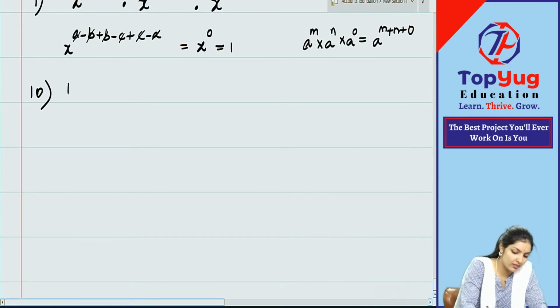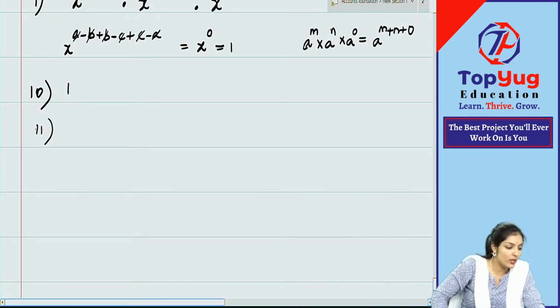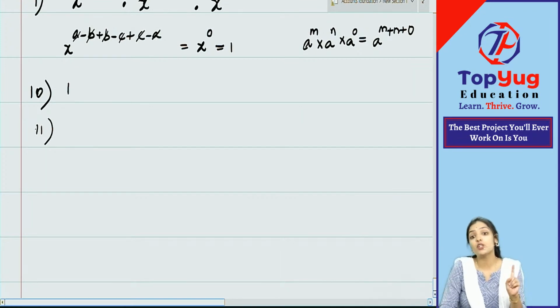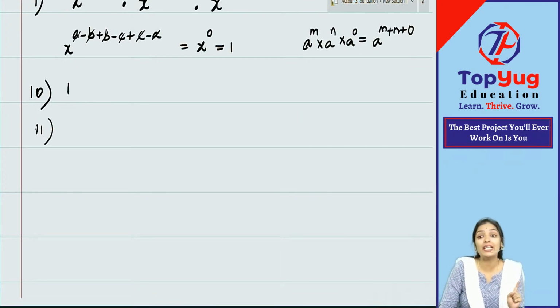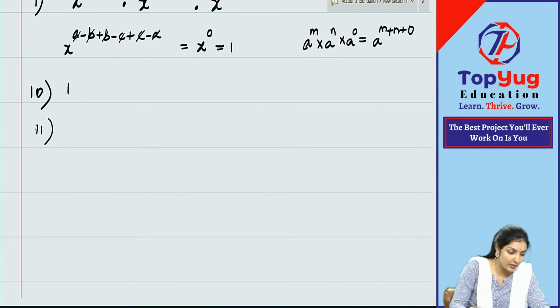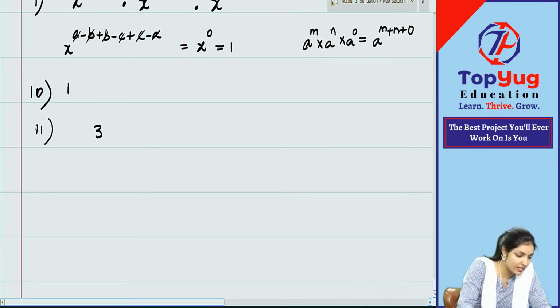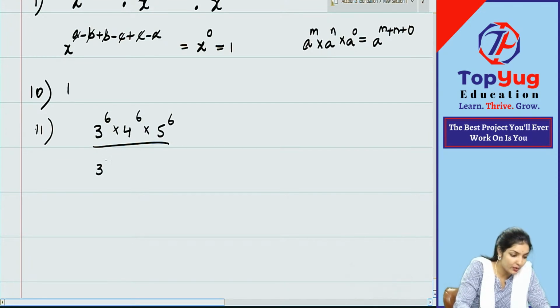Now 11th one. This one we have to simplify. Guys, we need to read the question very clearly and properly. Okay, so let me write over here. This is 3 to the power 3 to the 6, right? Can I write directly 3 to the power 6 into 4 to the power 6 into 5 to the power 6 divided by 3 to the power 6 into 4 to the power 6 into 5 to the power 6? Answer is 1.